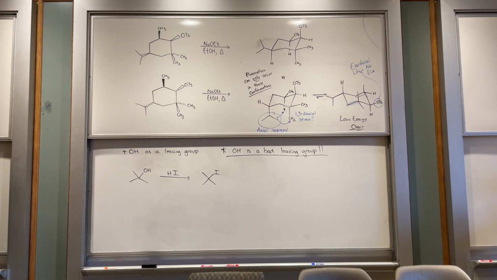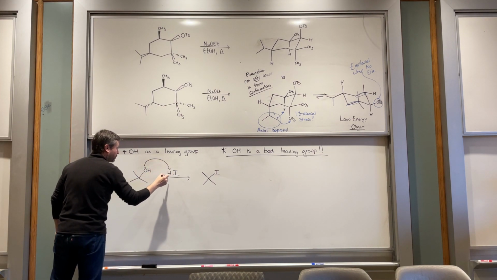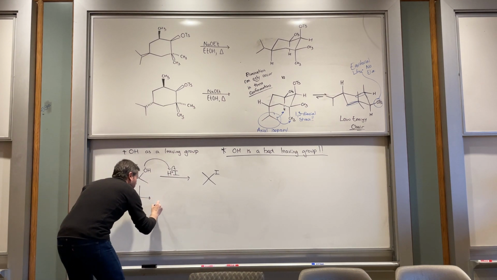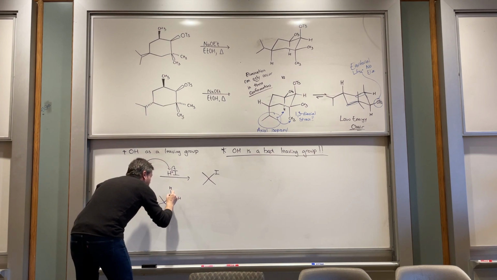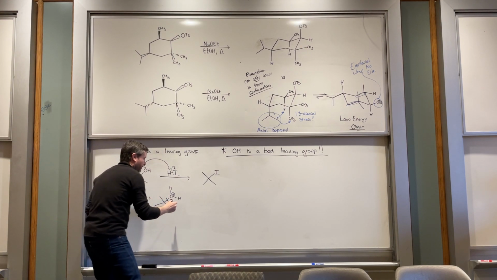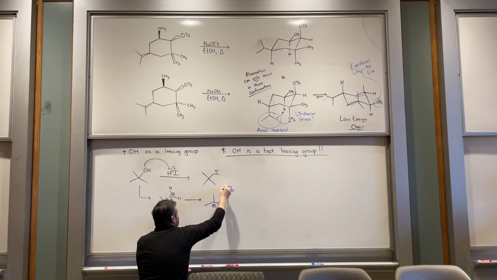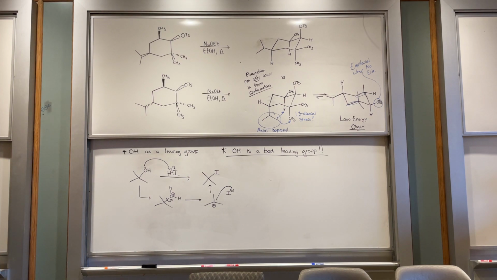Right, so if we take this alcohol, this tertiary alcohol, treat it with a strong acid, hydrogen iodide, the oxygen is going to pick up the proton. Right, we form our water leaving group. That's going to leave behind the carbocation. And then the iodide is going to be able to come in to that carbocation center.